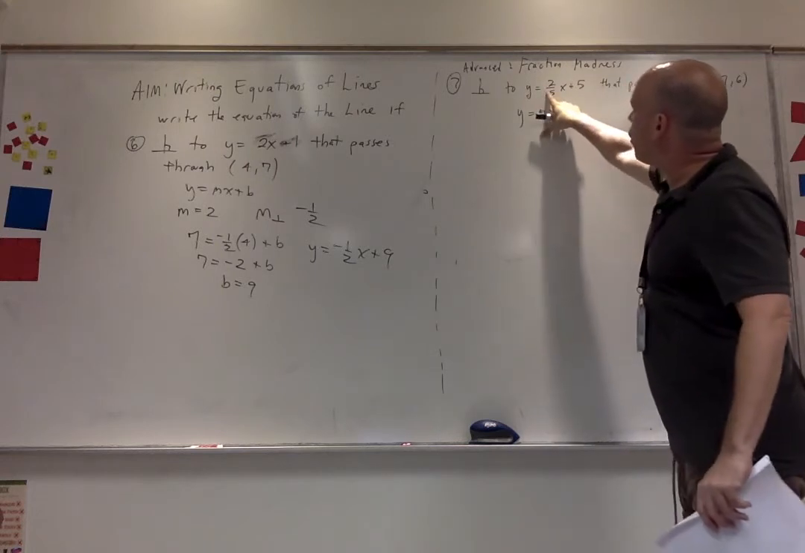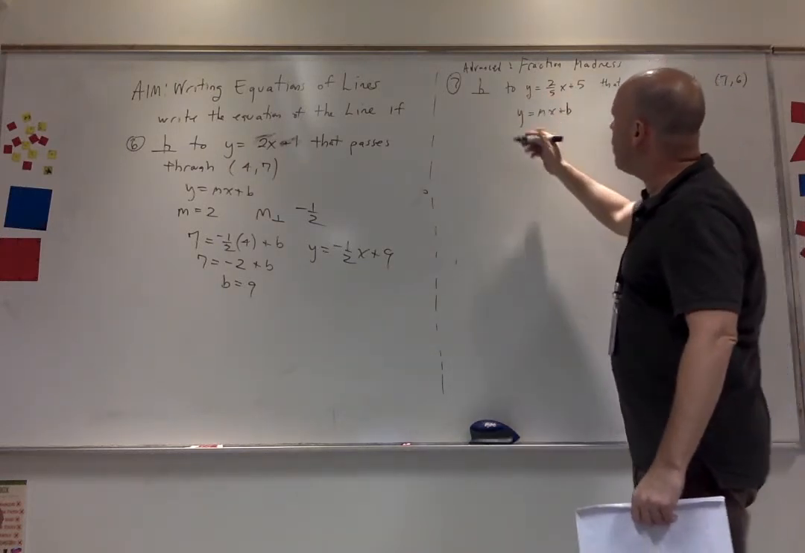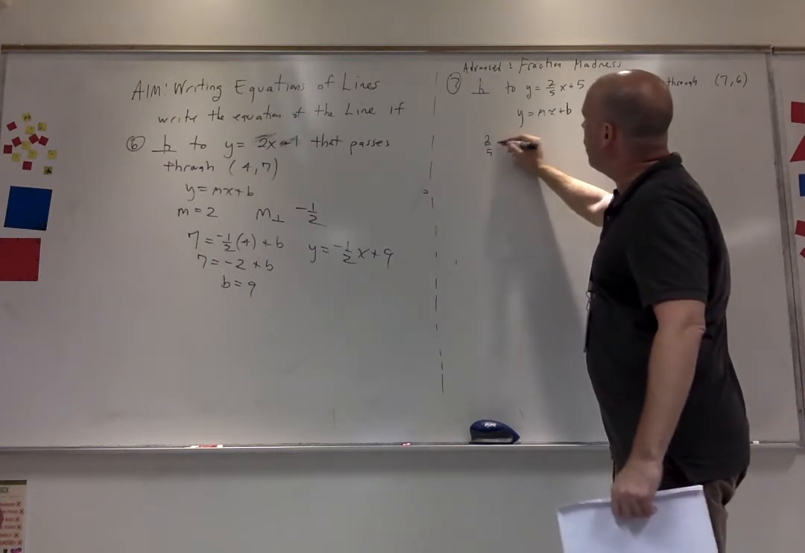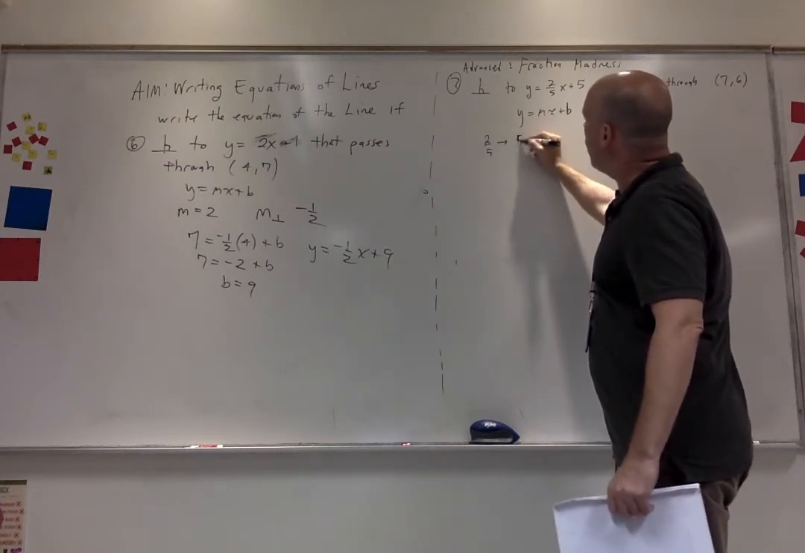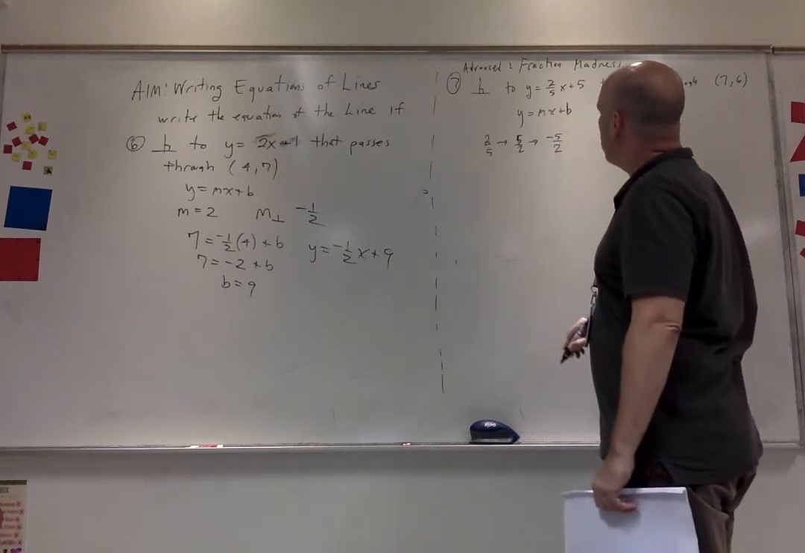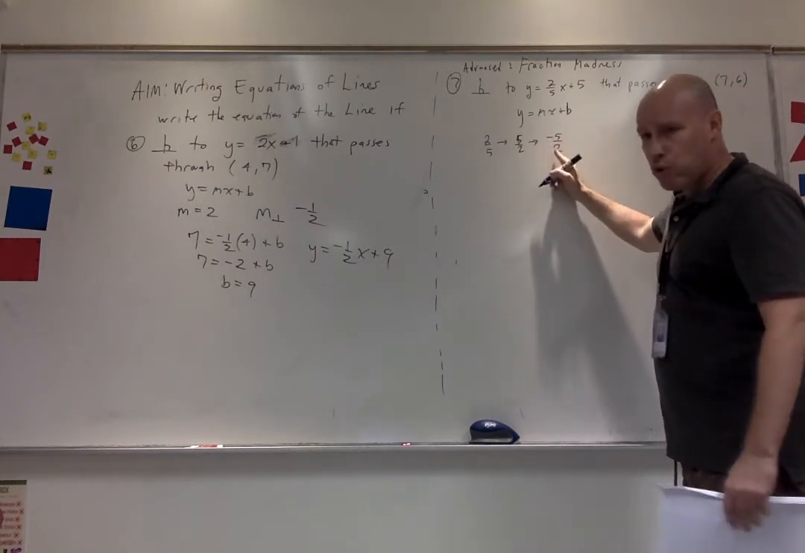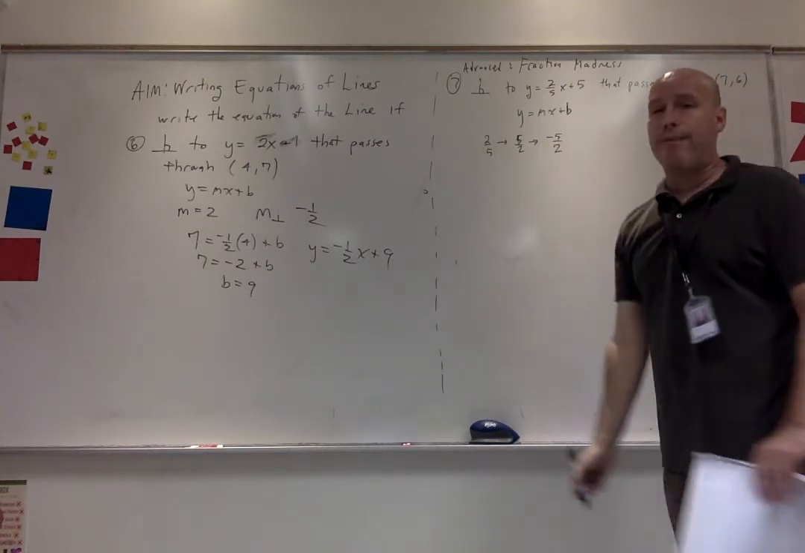I have an old slope. How am I going to find the new slope? Well, you know what? It's perpendicular. 2/5, flip it, and negate. So I have my new slope, and it passes through (7, 6).